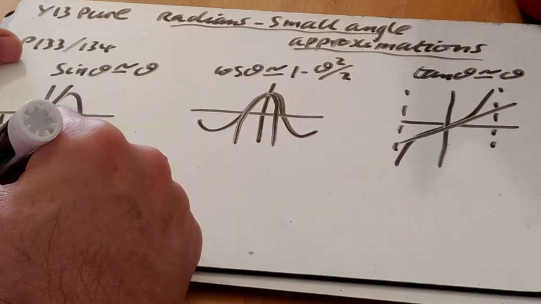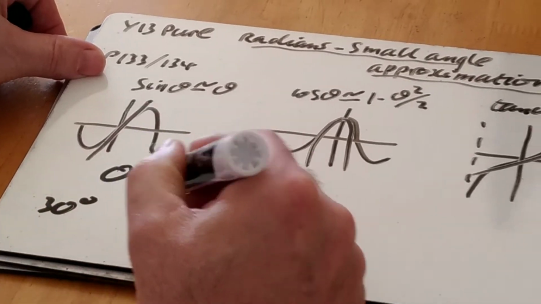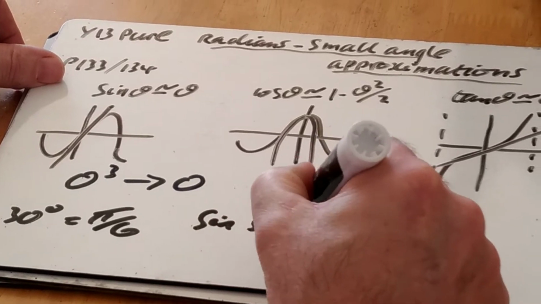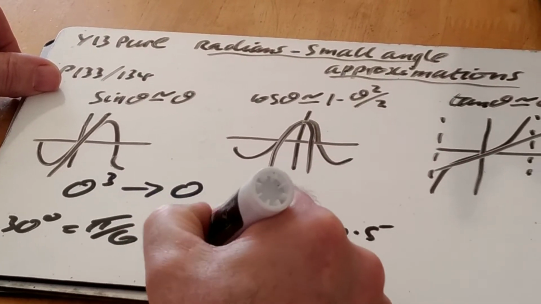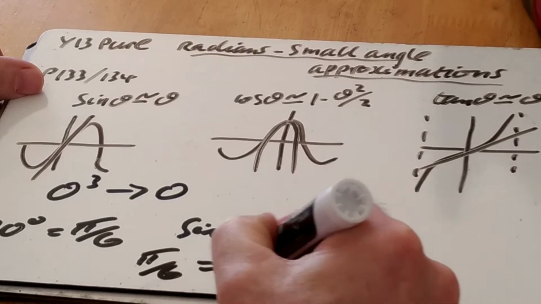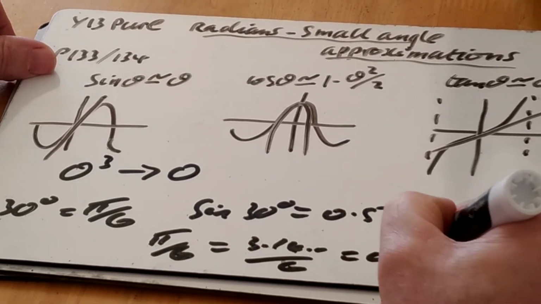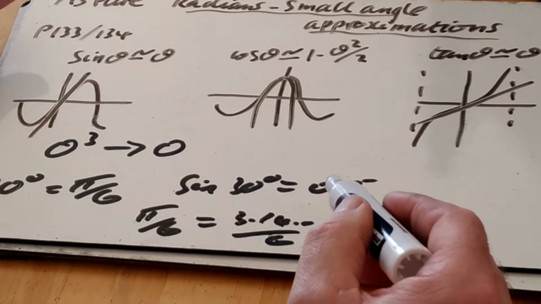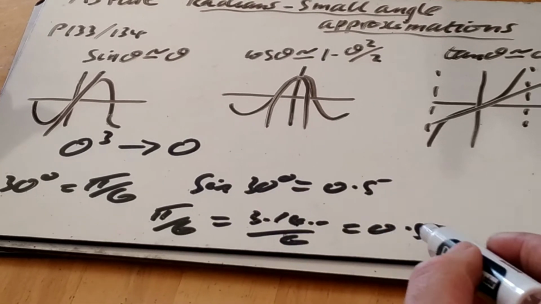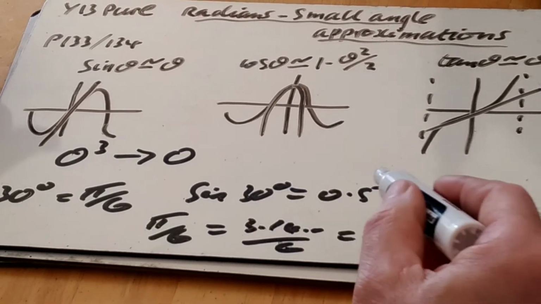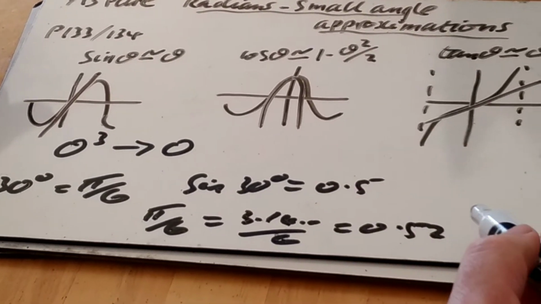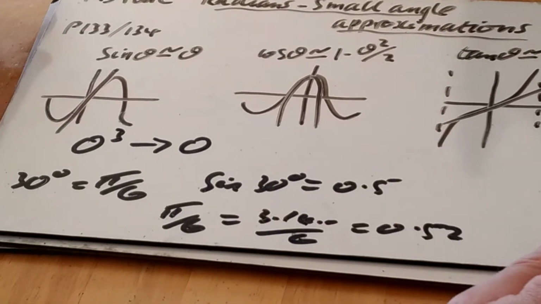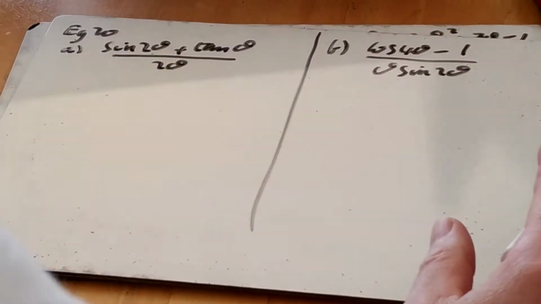So for example, if you can imagine in degrees, 30 degrees, in radians pi over 6, well sine 30 degrees is 0.5 and pi over 6, 3.14 over 6 is about 0.52. You can see that at that stage there, the value of sine of 30 degrees and the actual radians value for pi over 6 are very, very similar. Smaller than that is an even better approximation. I mean, that's about a 4% error, but less than 30 degrees, less than pi over 6, it's an even better approximation. So let's have a look at some of the examples from the book then.